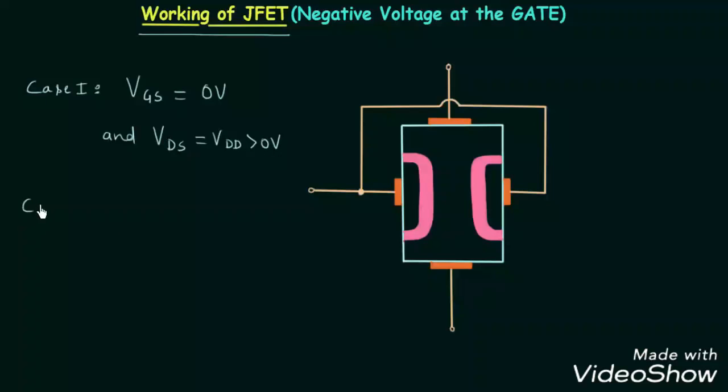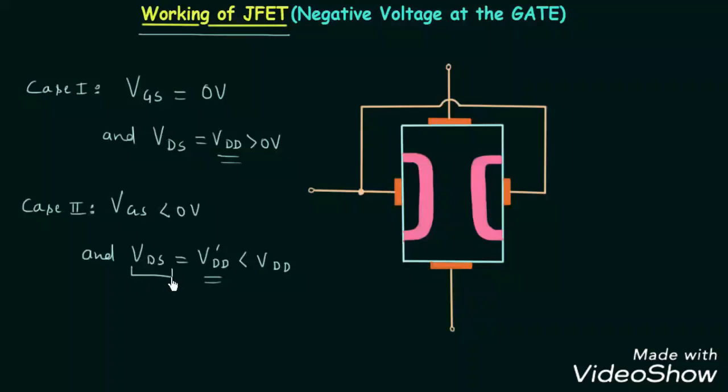In case number 2, VGS is negative, it is less than 0 volt, and VDS is, let's say, equal to VDD prime, and if you compare VDD and VDD prime, then you will find VDD prime is less than VDD. Now there is one specific reason for keeping VDS lower than the VDS in case number 1. I will explain the reason.